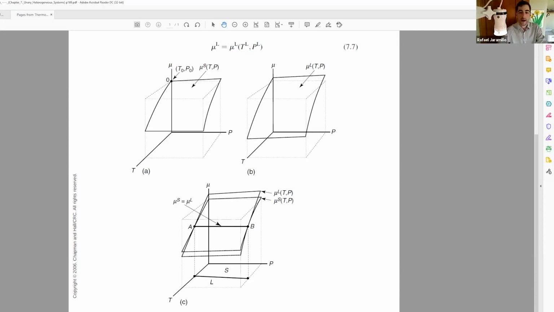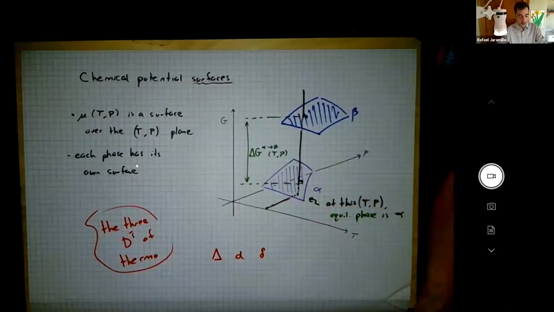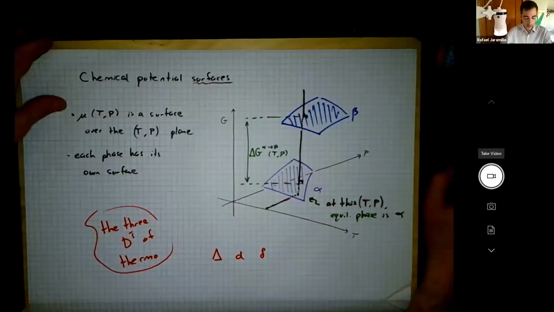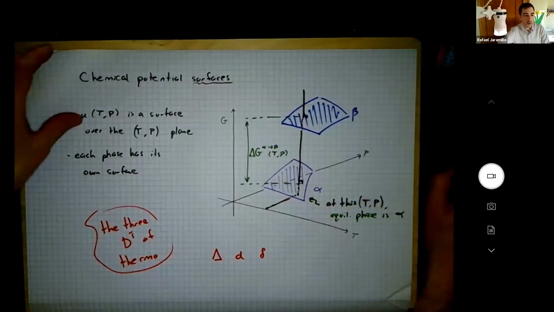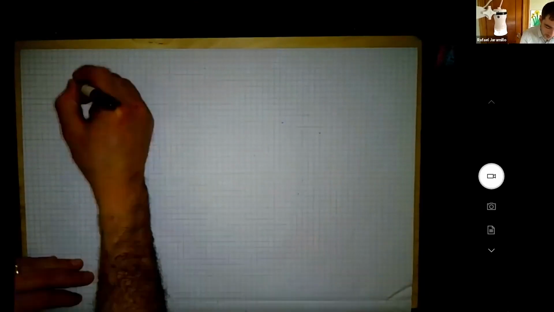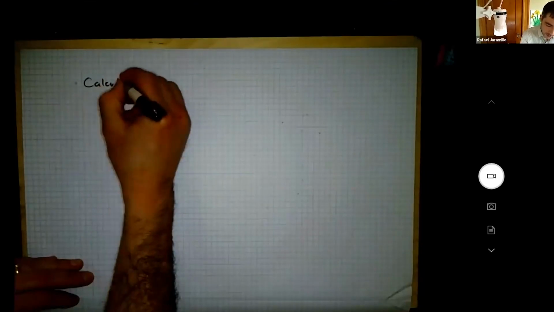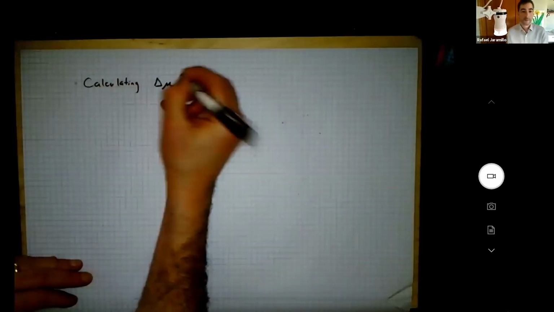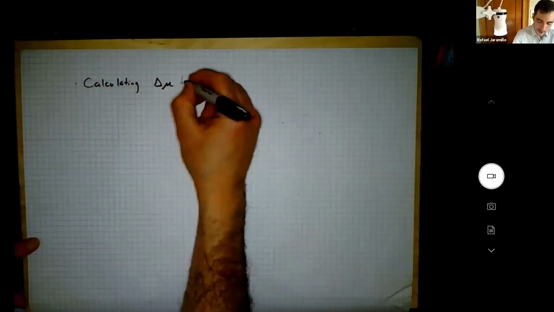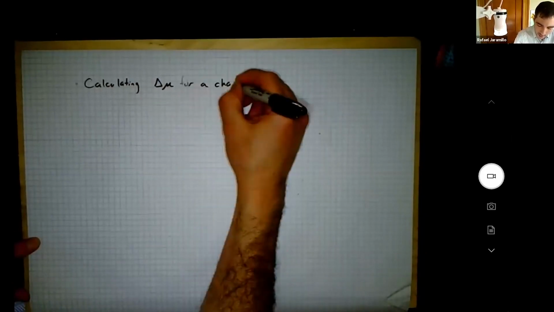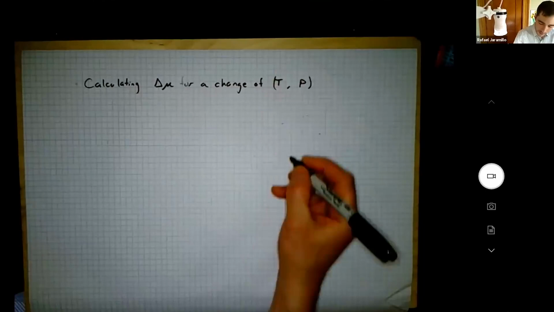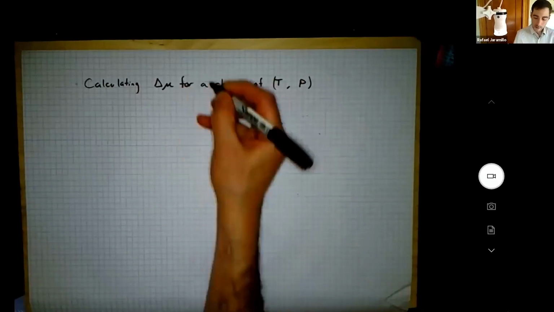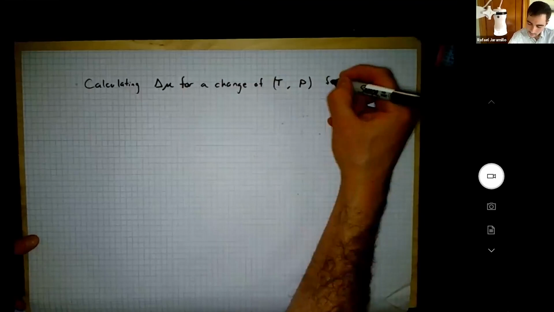So let me go back to the camera, and why don't I finish up, and then hopefully we'll have some time for questions. So, all right. How do you actually calculate this thing? Calculating delta mu for, let's say in this case, a change of T and P. All right, this thing is a function of T and P. So, you know, it's going to vary as we vary T and P for a given phase.